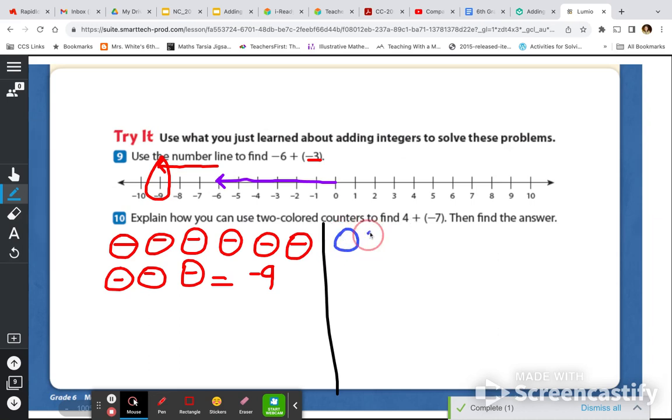So 1, 2, 3, and 4, and those are positive because it is positive 4. So I'm going to put my plus on. See, this drawing doesn't have to take long. It shouldn't take long.